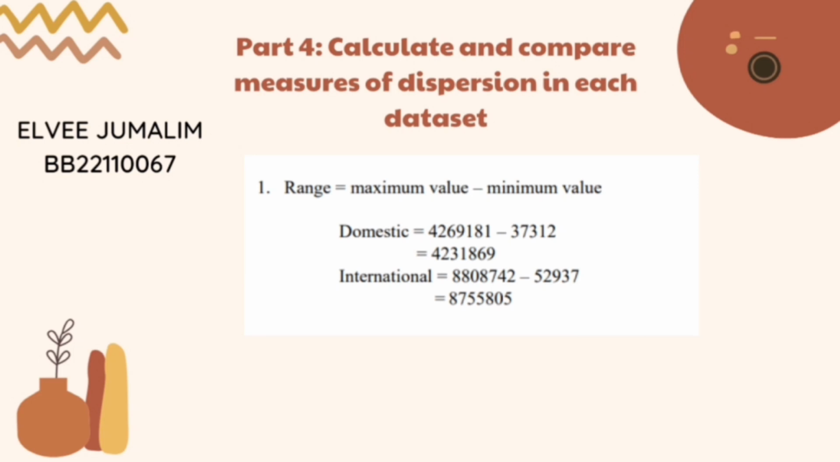So measures of dispersion include range, mean absolute deviation, variance and standard deviation, and coefficient of variation. Firstly is the range, where the maximum value minus the minimum value. So the value for both domestic and international is as shown in the table.